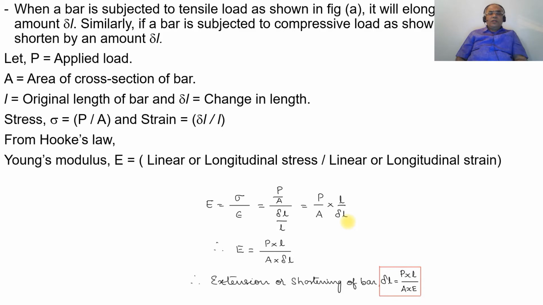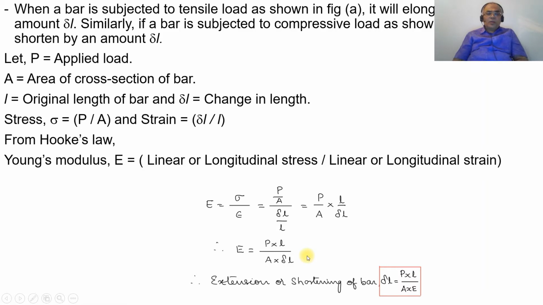According to Hooke's law, it is the linear or longitudinal stress divided by the linear or longitudinal strain. In other words, in general, E is equal to sigma by epsilon. Sigma is equal to P by A, and epsilon is delta L by L. So that is P by A divided by delta L by L. When you cross multiply, L goes to the numerator and delta L goes to the denominator. So capital E is equal to P into L by A into delta L. Therefore, Young's modulus is equal to P into L by A into delta L.